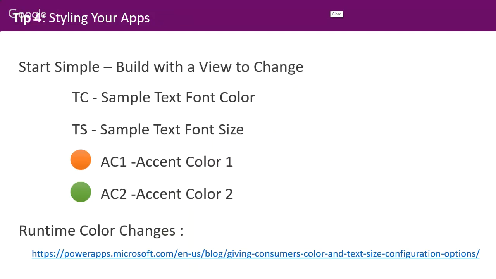So tip number 4 is styling your apps. When you think about Microsoft Word, those of you that have done any technical writing in the past, you think of Word, you think of pages, you think of styles, because what do styles do for you? You change something in one place, and now it just ripples through your entire app. Well, we can build PowerApps with a view to change by leveraging this ability as well.